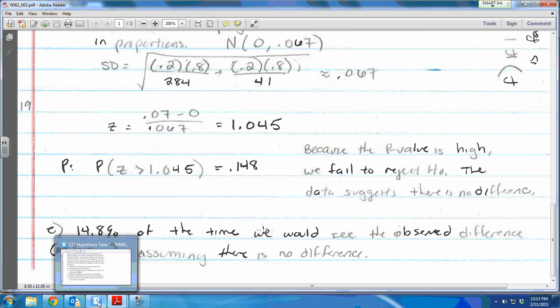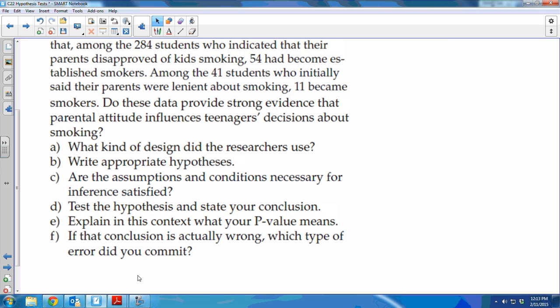Last question. If that conclusion is actually wrong, which type of error did you commit? Our conclusion was that we failed to reject H0. If you fail to reject and we're wrong, what kind of error did we make? Type 2.